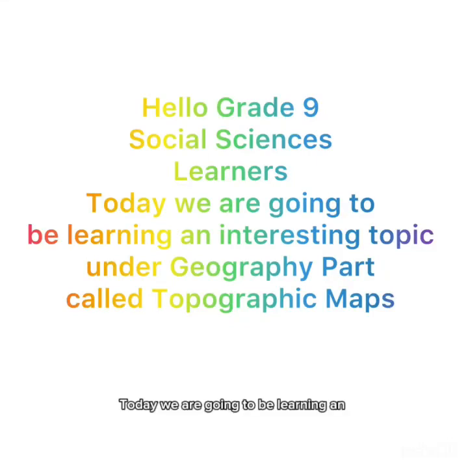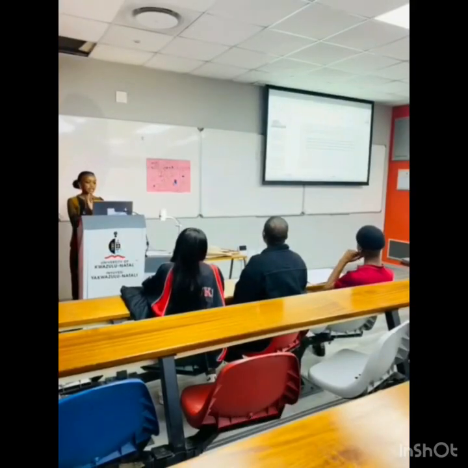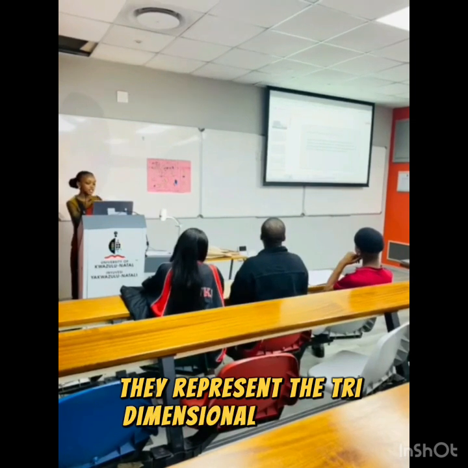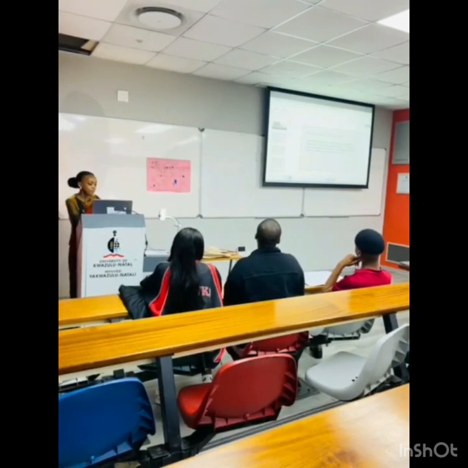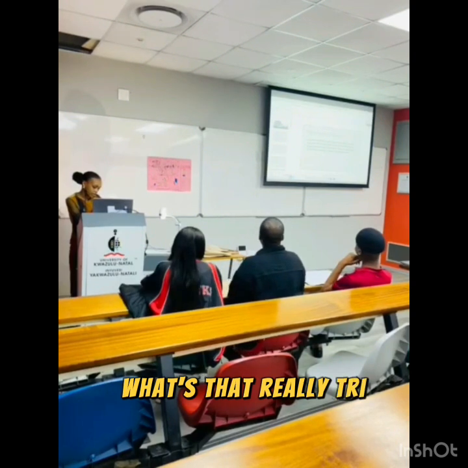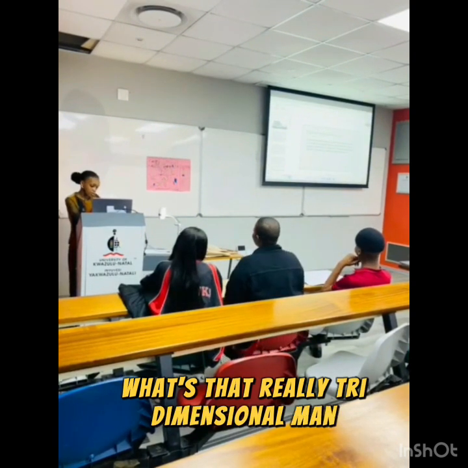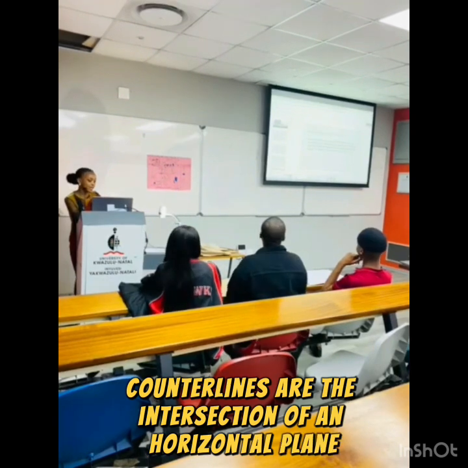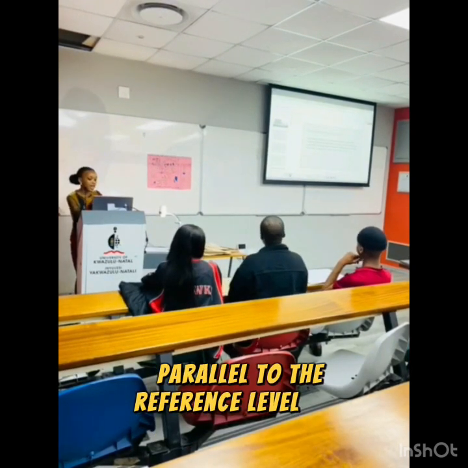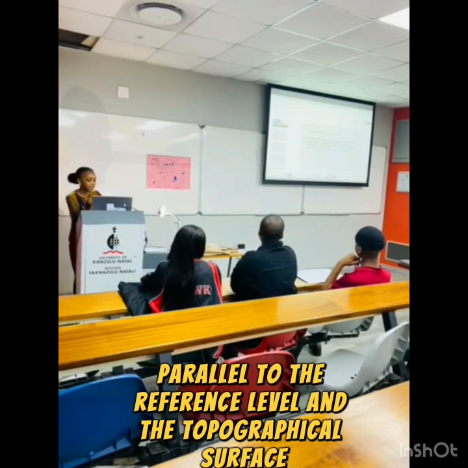Today we are going to be learning an interesting topic called topographic maps. They represent the three-dimensional shape of the terrestrial surface on a two-dimensional map. Contour lines are the intersection of a horizontal plane parallel to the reference level and the topographical surface to describe.